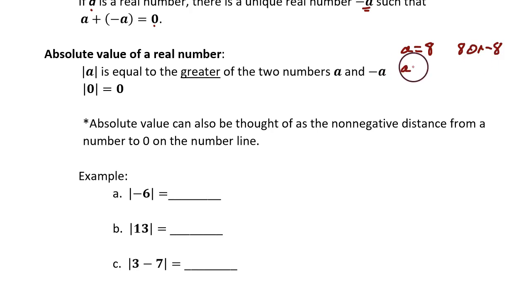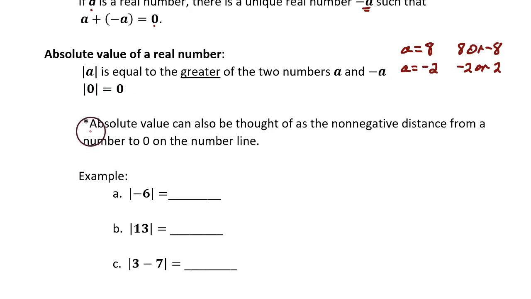Or let's say that A is the number negative 2. What's greater, negative 2 or its opposite, 2? Whichever of these is the greater number, that's what the absolute value of negative 2 is equal to. The absolute value of 0 is defined to be 0.